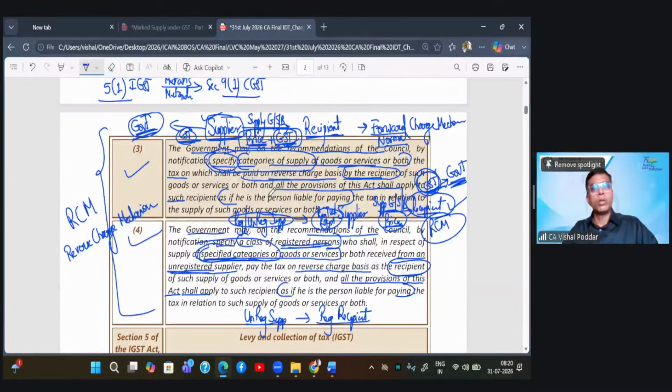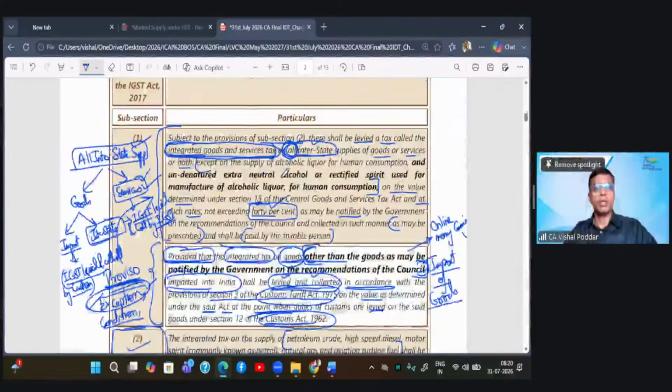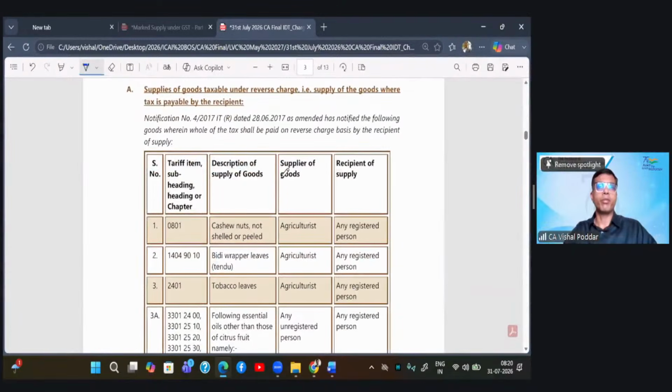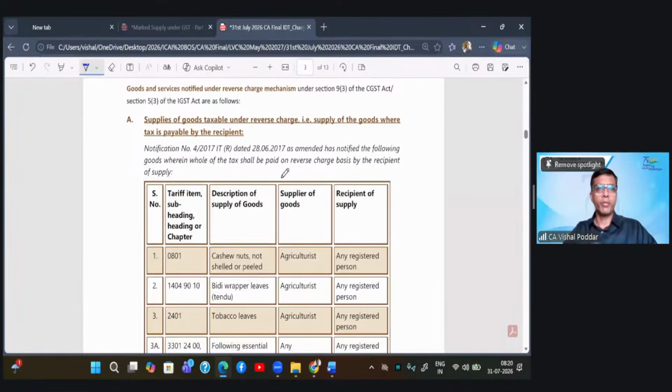Now, what are these items which are covered in reverse charge as per 9(3), 9(4) or 5(3), 5(4)? That we will have to study, which is by way of a notification. So now we start with the notification. This is the notification for the purpose of reverse charge. Now we first go to the notification where we are dealing with RCM for goods.